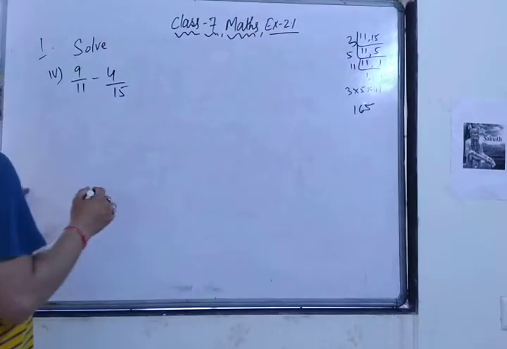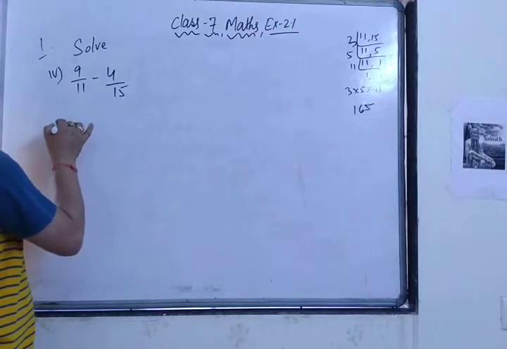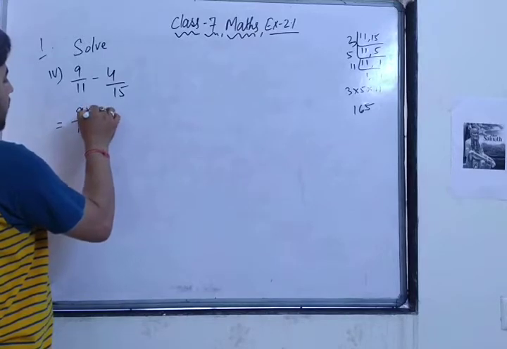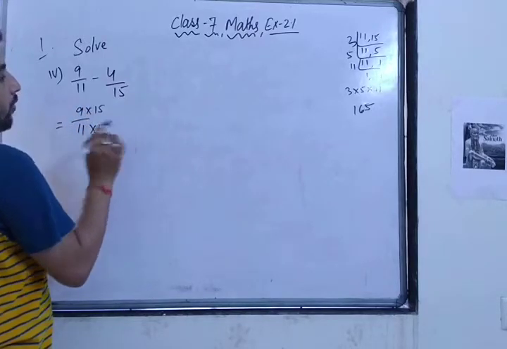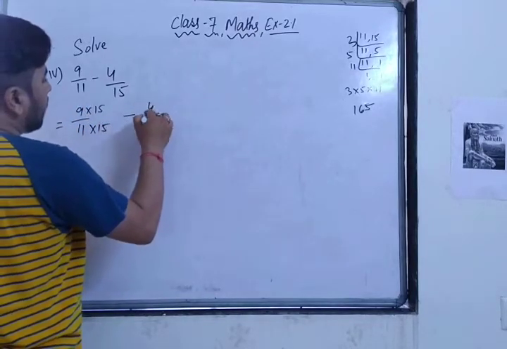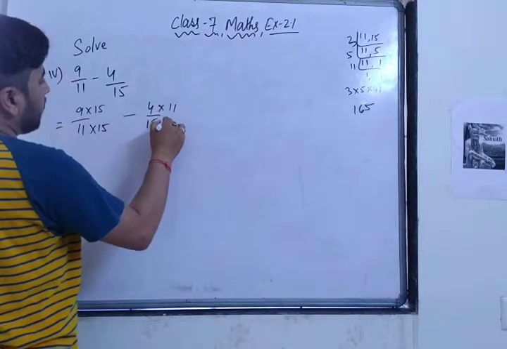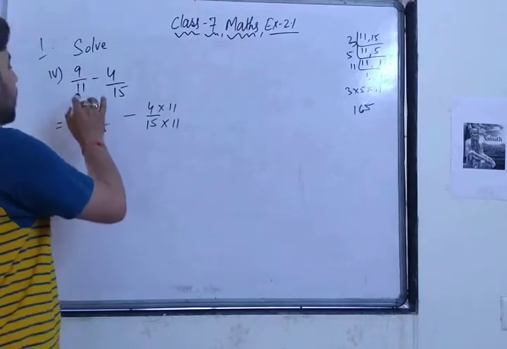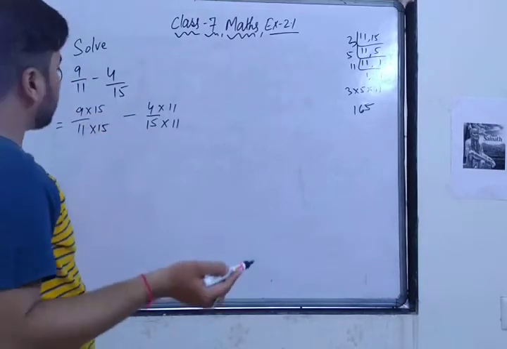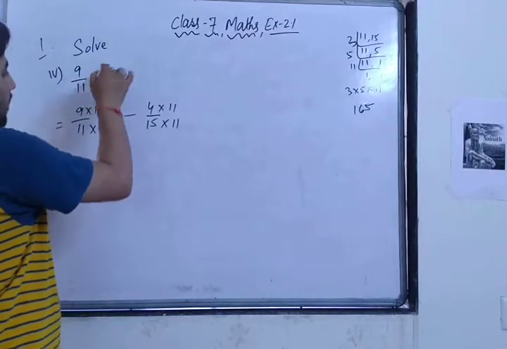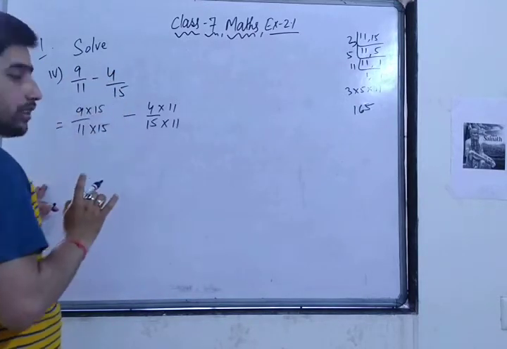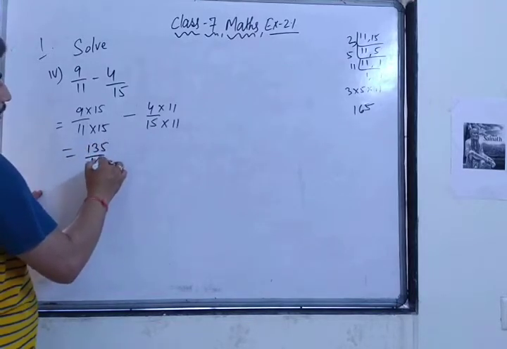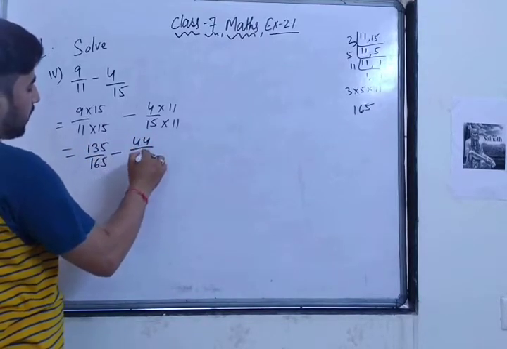LCM is 165. So you can see for 9 by 11, on both sides we have to multiply by 15. 15 elevens are 165. And here on both sides we have to multiply by 11. Remember this: if both the numbers are not coming in the same table, then you can directly multiply both sides with these denominators. So 15 nines are 135 upon 165 minus 4 elevens are 44 upon 165.